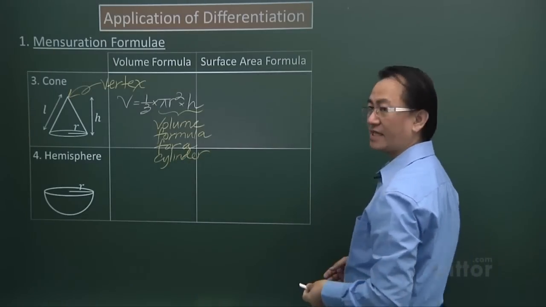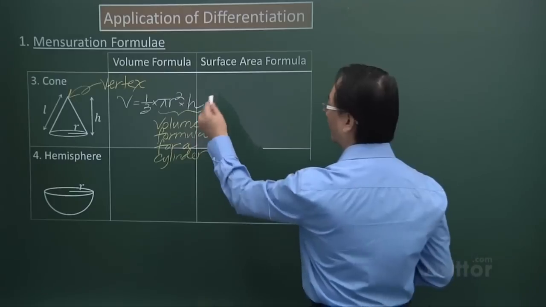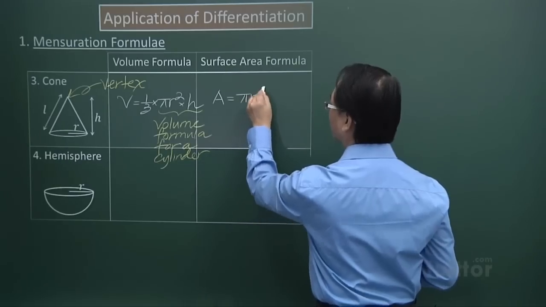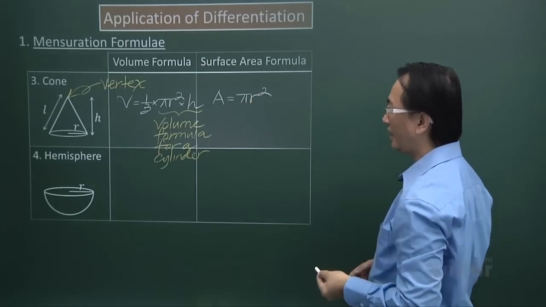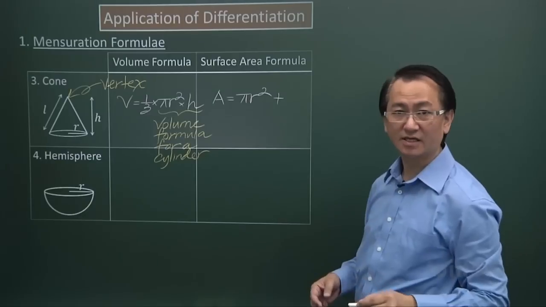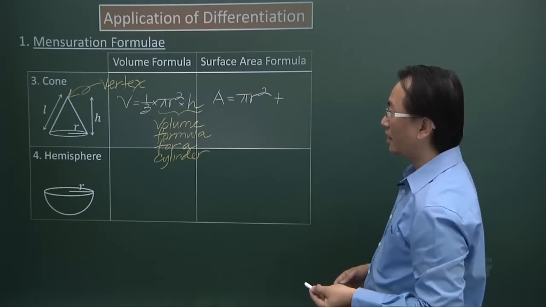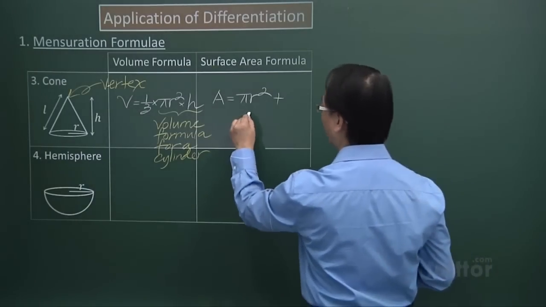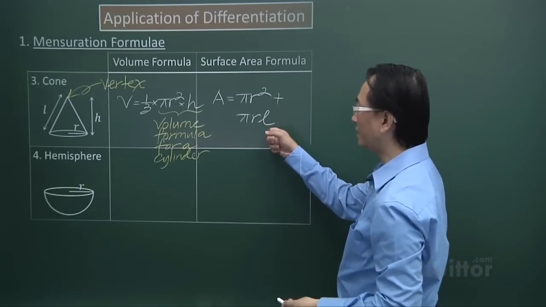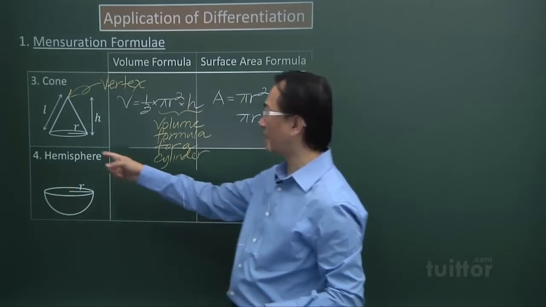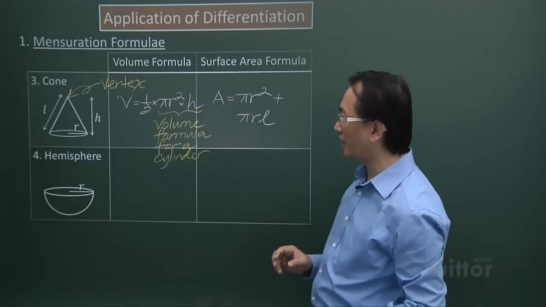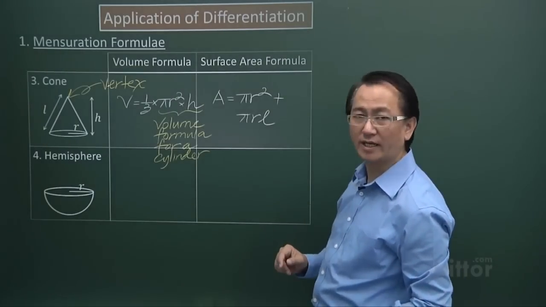Next, for the surface area, we will have the base area, which is pi r squared, then add on to the curved surface area, which is just pi rl. L here is referring to the slant height, and there is a relationship between R, H, and L.